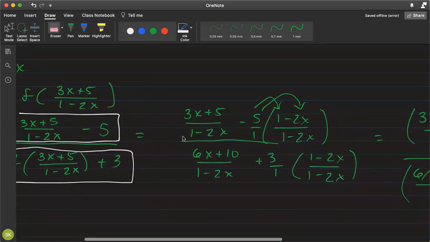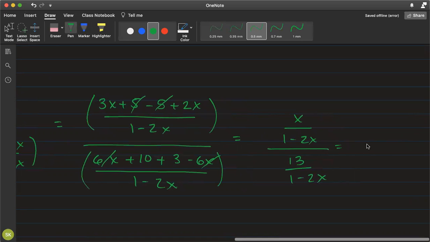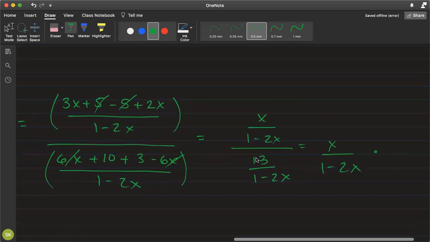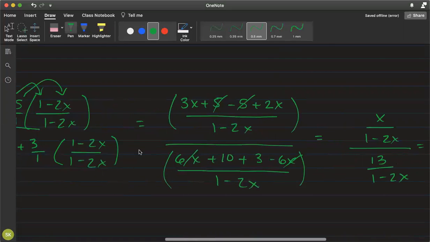You can double check my work, but what I ended up with on the top was x over 1 minus 2x, and on the bottom I'm going to end up with 13 over 1 minus 2x. And when I finish this, I'm going to take this fraction and multiply it by this one flipped upside down. That's how we can reduce this. And what I ended up with was x over 13. Now, if these two functions were inverses, when I actually do this flip, I should just end up with x. I don't know if I made a mistake. I don't think I did.